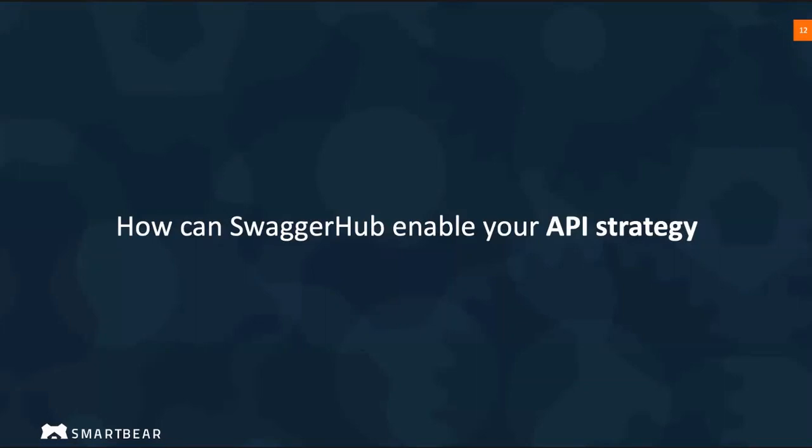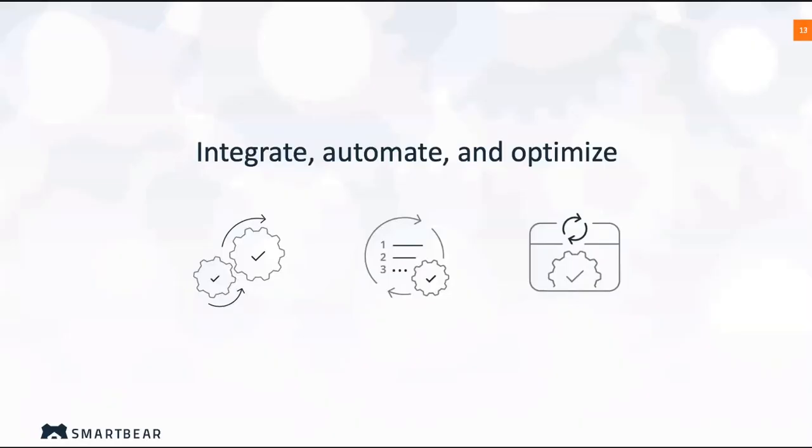So as we look at an API strategy, how can SwaggerHub help? What are the tools we provide? What are the things that we do that make an API strategy easier for you? We focus under this idea of integrate, automate, and optimize.